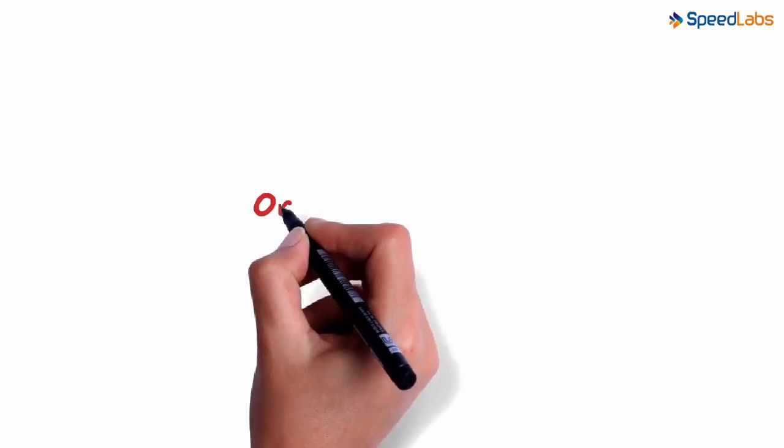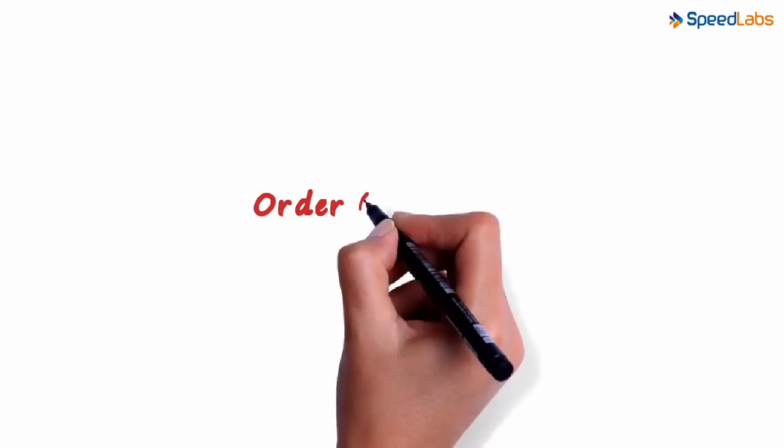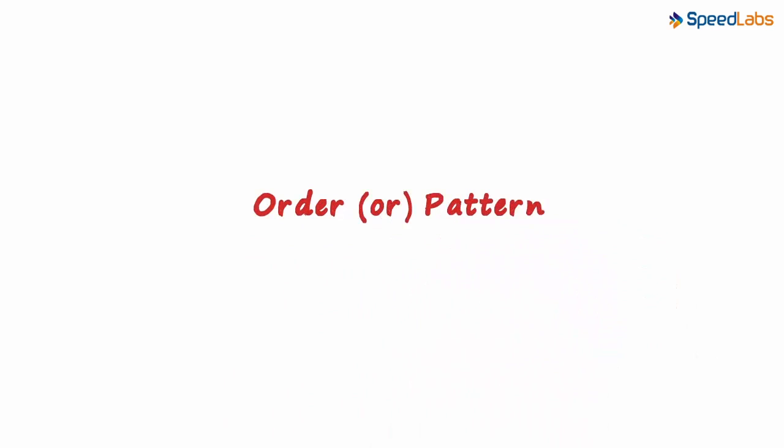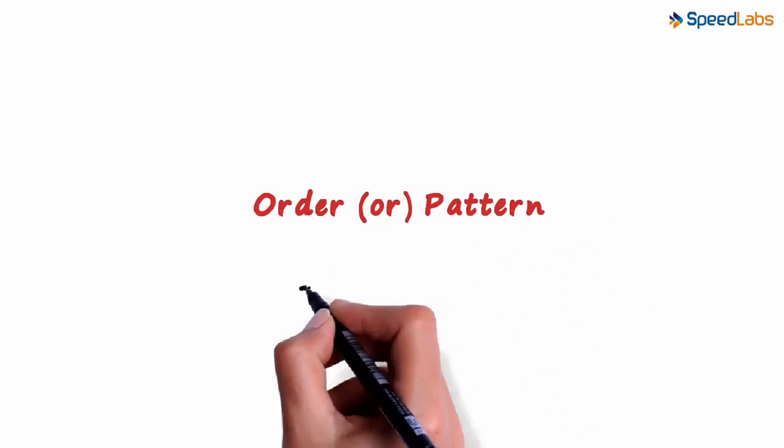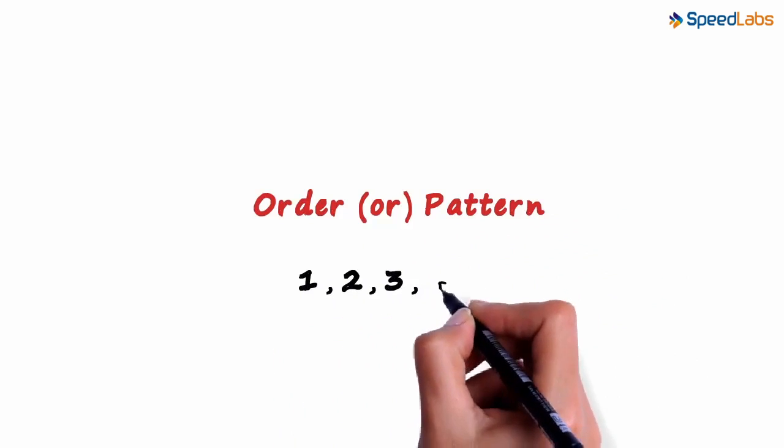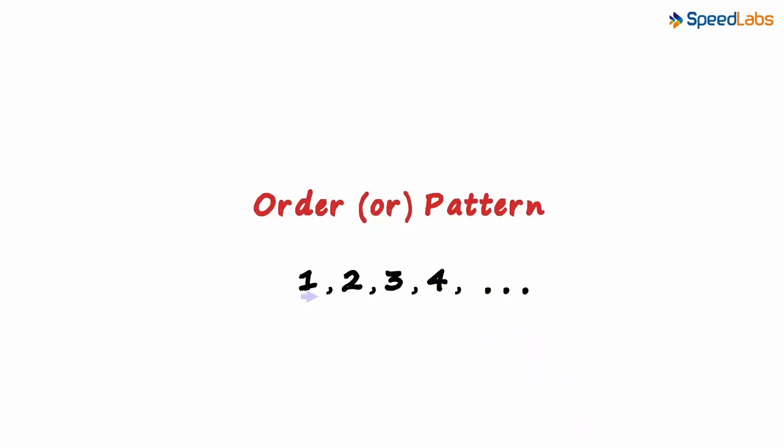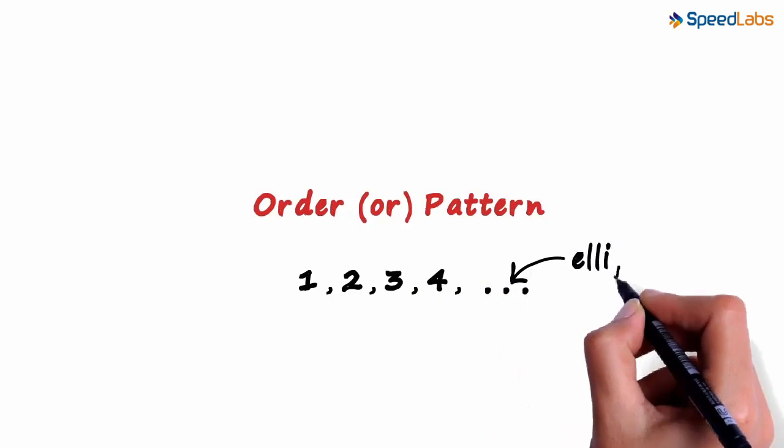A sequence is simply a set of numbers in a particular order, or a set of numbers which follow a pattern. The most basic example of a sequence is that of counting numbers: 1, 2, 3, 4, and so on. The numbers follow an increasing pattern. The 3 dots mean the list goes on forever and are referred to as the ellipsis.